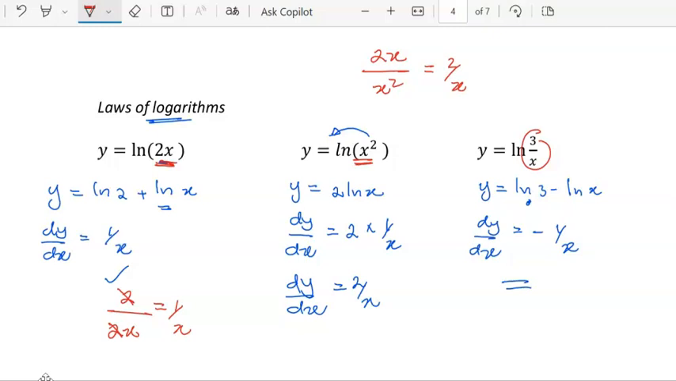But still, even if I want to use that, I will see this as 3x to the power of negative 1. So the derivative of the inside will be negative 3x to the power of negative 2, over the function itself, which is 3x to the power of negative 1, which is going to be negative 1 over x, like that.